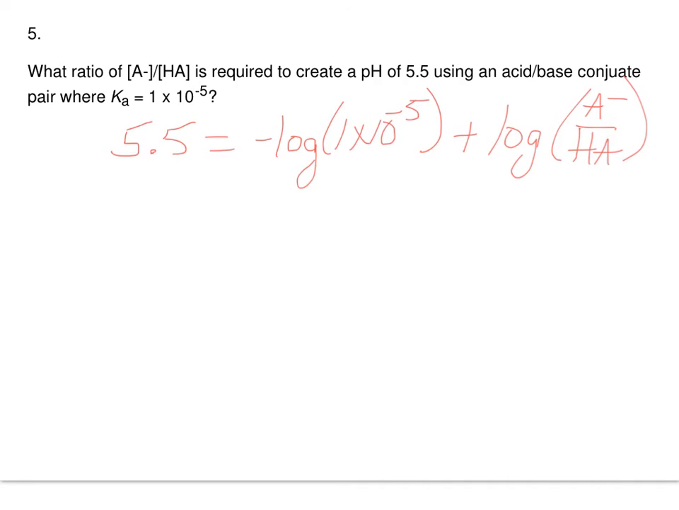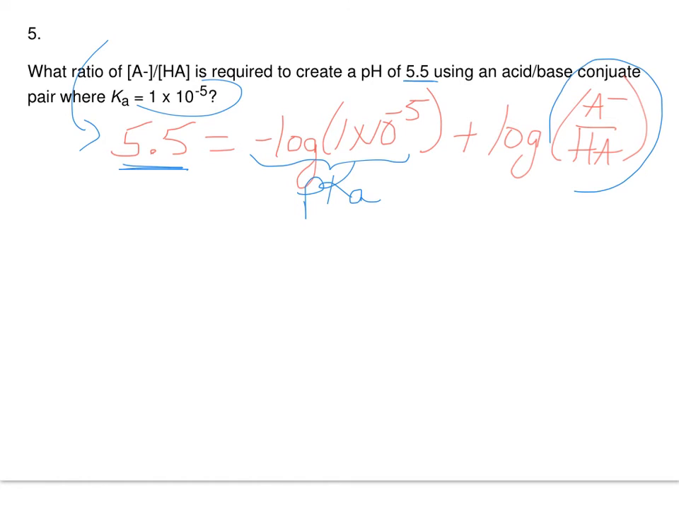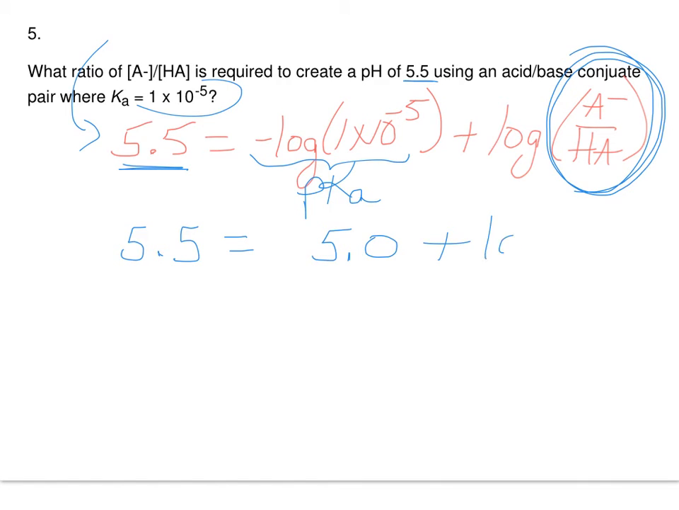Okie doke, I had to wait for my dog to stop barking. So here's the Henderson-Hasselbalch equation. I plugged in everything the problem gave us, the pH. This will give us the pKa minus log of the given Ka. And then we are trying to solve for this ratio. So let's simplify what we can. The minus log of 1 times 10 to the minus 5 is 5. And I'll just do it step by step.